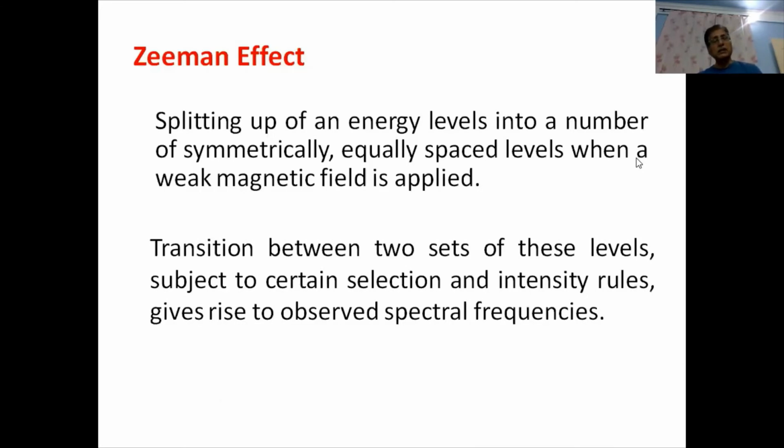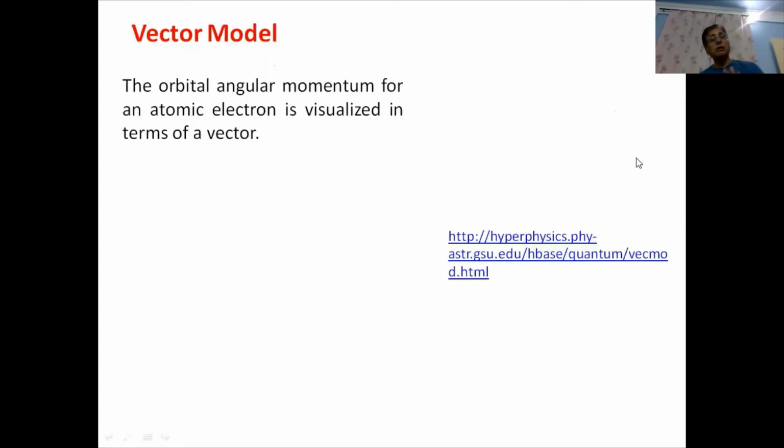Now, once the levels are split, the transitions between two sets of these levels, of course subject to certain selection and intensity rules, give rise to observed spectral frequencies. Now, let us consider a vector model to better understand the Zeeman effect.